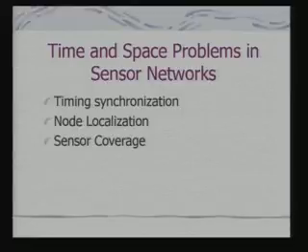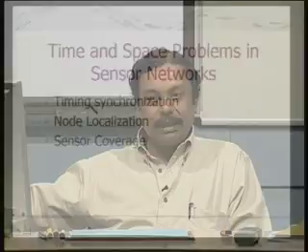A very important problem in the context of sensor networks is what is called time and space problems, because you have to have a timing synchronization if an event is detected at a node, and if that node has to ask the next node to observe or track the phenomena, then there has to be a timing synchronization, because the next node cannot start tracking the phenomena after an undue delay when the phenomena has disappeared itself.